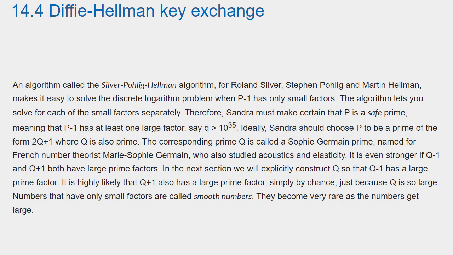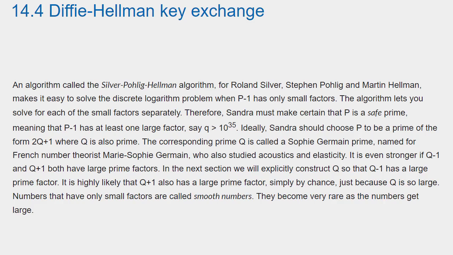Ideally, Sandra would choose P to be a prime of the form 2q plus 1, where q is also a prime. The corresponding prime q is called a Sophie-Germain prime, named for French number theorist Marie-Sophie Germain, who also studied acoustics and elasticity. It is even stronger if q-1 and q plus 1 both have large prime factors.